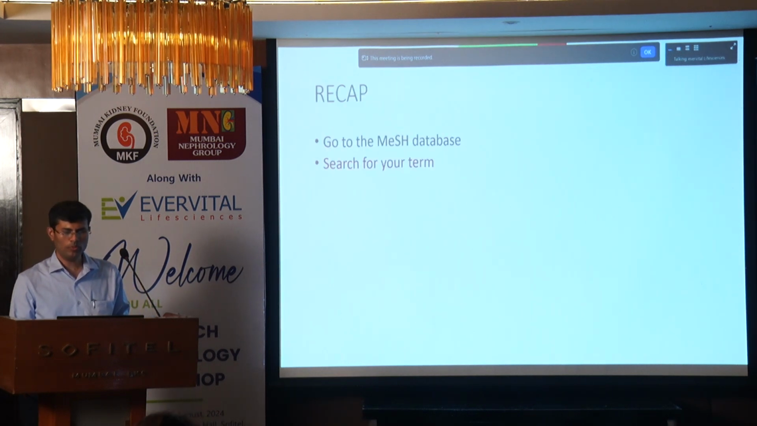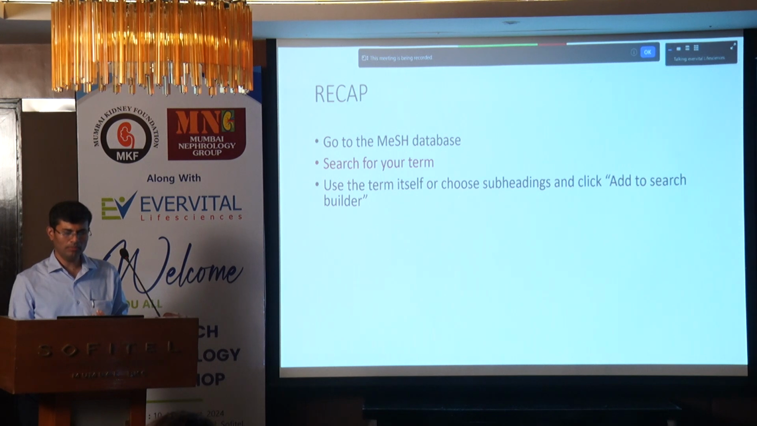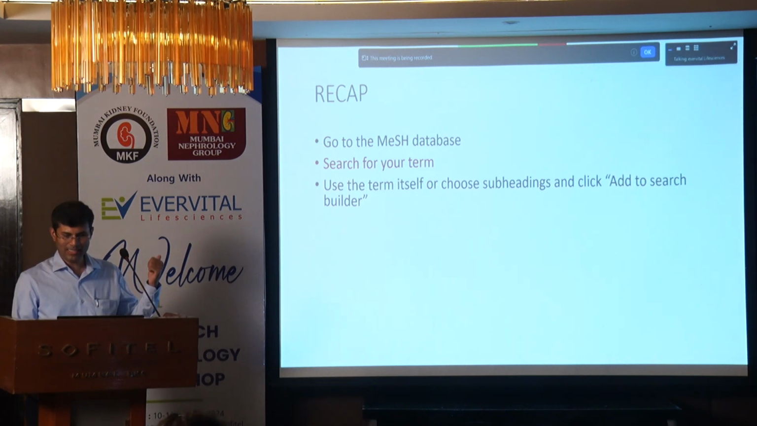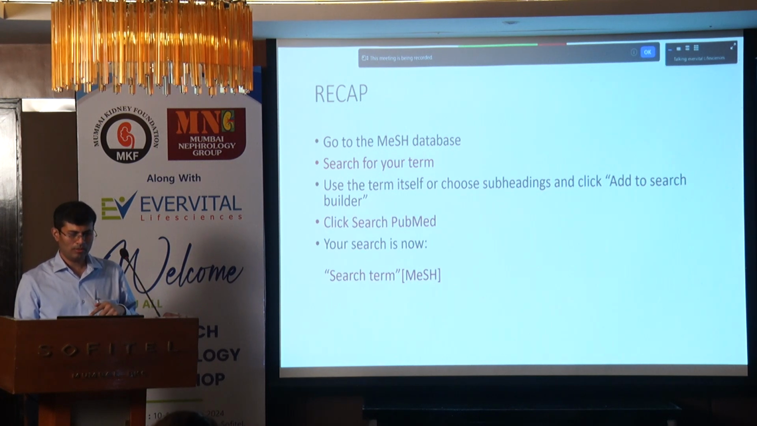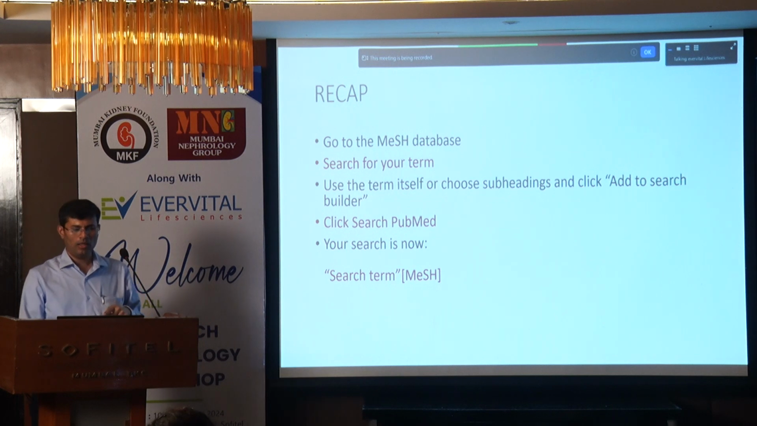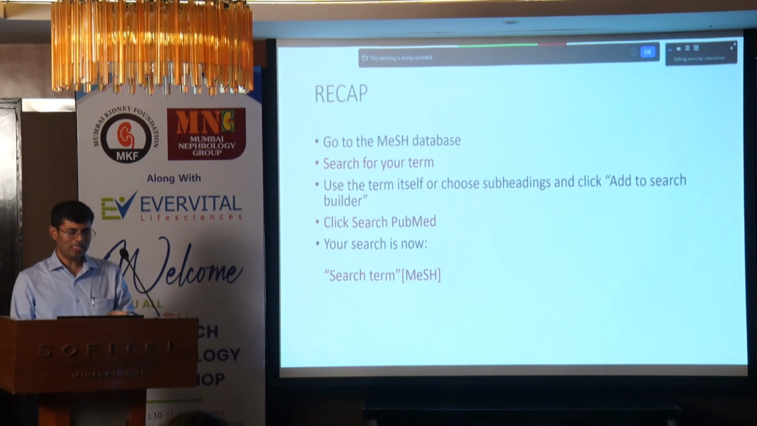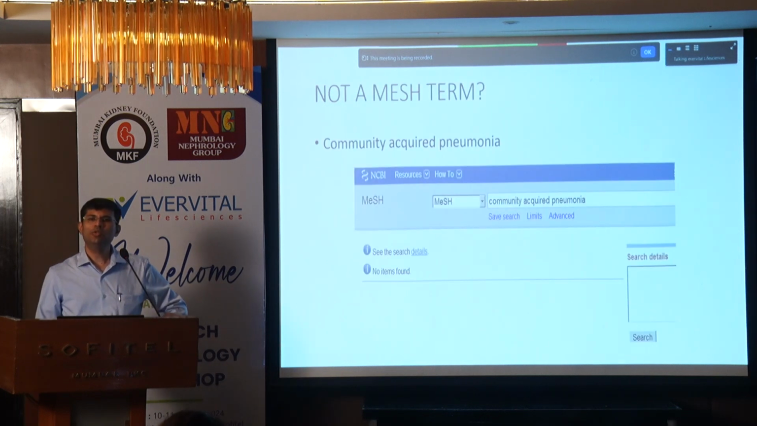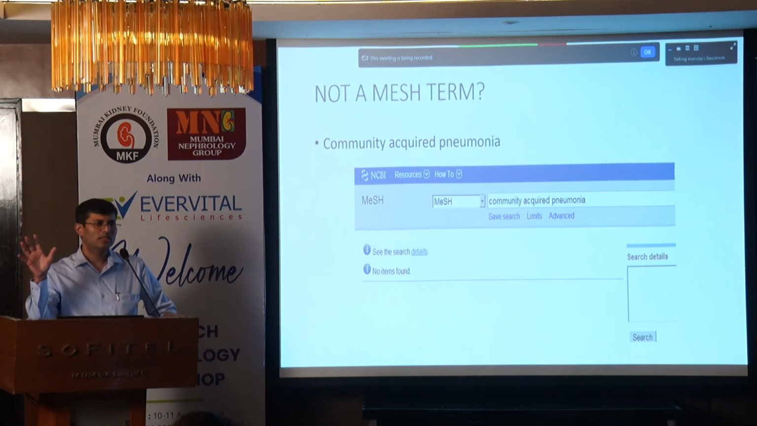Recap. So go to the MeSH database, search your term, use the term itself or choose subheadings like I did, therapy, and add to search builder. Click search and the search will be given to you as the search term in square brackets, MeSH. Okay, you can add. So what if there is no MeSH term existing?